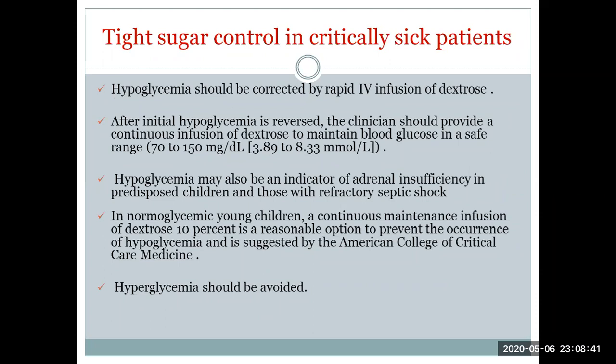So our target range of blood sugar is 100 to 120 milligram per deciliter. In the guidelines, the number varies between 70 to 150 milligram per deciliter, but usually in critical care, we aim for a sugar between 100 and 120 milligram per deciliter.